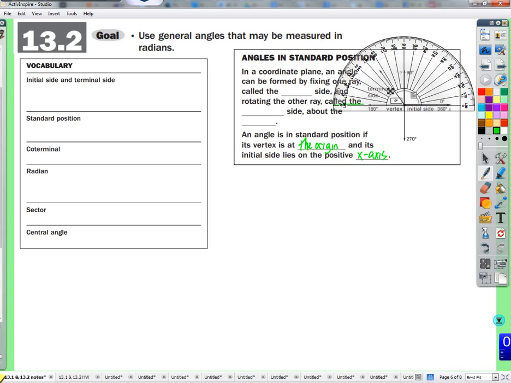125, 124, 124 and a half. Yes. Okay. So that's about how big that angle is. Bigger than 90, past 120, obviously, somewhere between 120 and 130, maybe 124, 123, something like that.